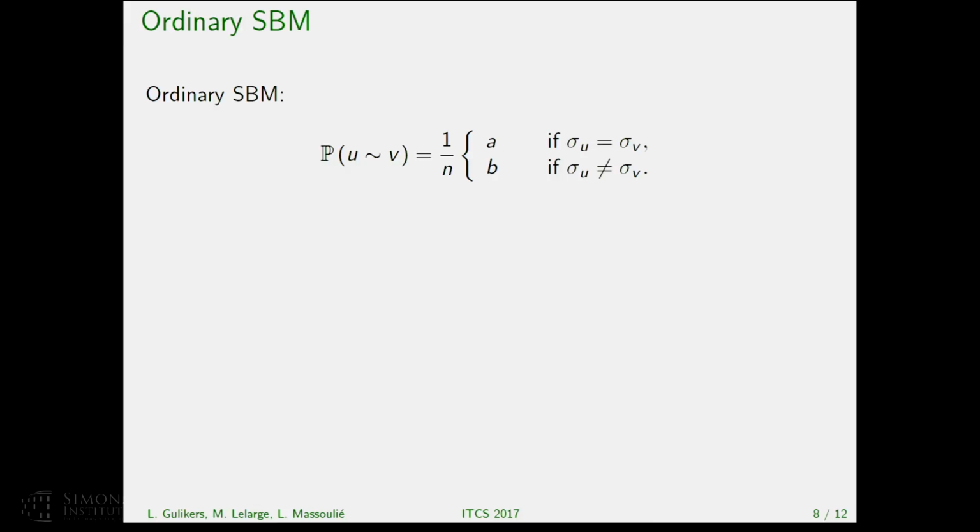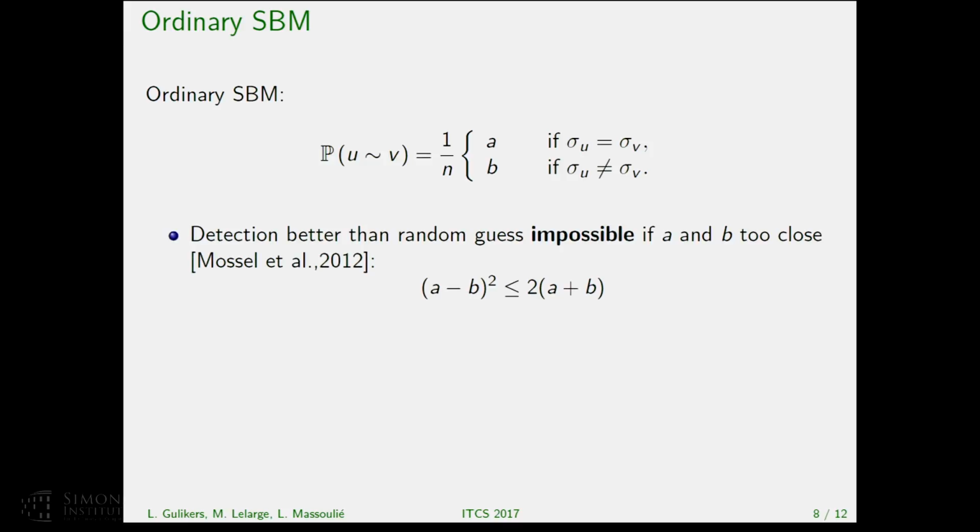To test this non-backtracking method in a principled way, people have investigated what it does on the ordinary stochastic block model, the setting where there are no weights in the graph. In this setting, if a and b are very close to each other, then the communities resemble each other, so it's very hard to distinguish between the communities. And it actually turns out that if a and b are too close, then it's impossible to come up with a clustering that's better than random guess.